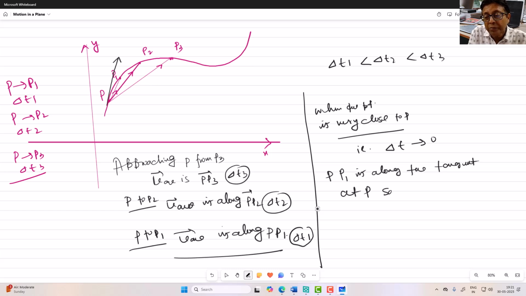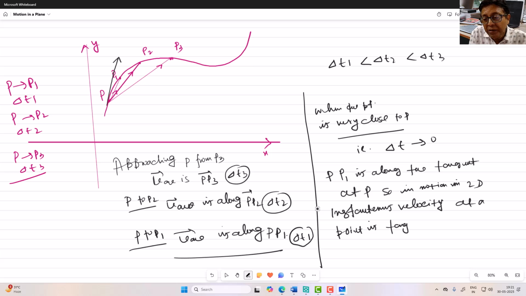So, in motion in 2D, instantaneous velocity at a point is tangential to the curve. Tangential to the curve at the point.